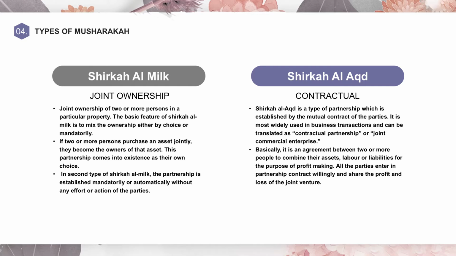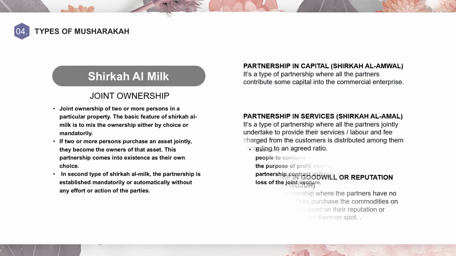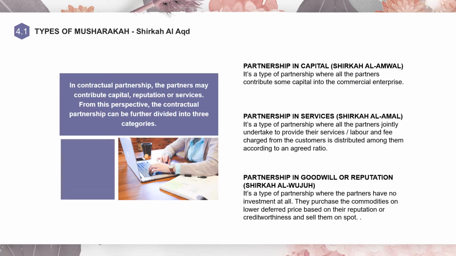From this perspective, the contractual partnership can be further divided into 3 categories. We will see in the next slide. As you can see here, these are the 3 categories divided under contractual partnership. First, partnership in capital, Shirkah al-Amwal. Second, partnership in services, Shirkah al-Amal. Third, partnership in goodwill or reputation, Shirkah al-Wujuh.